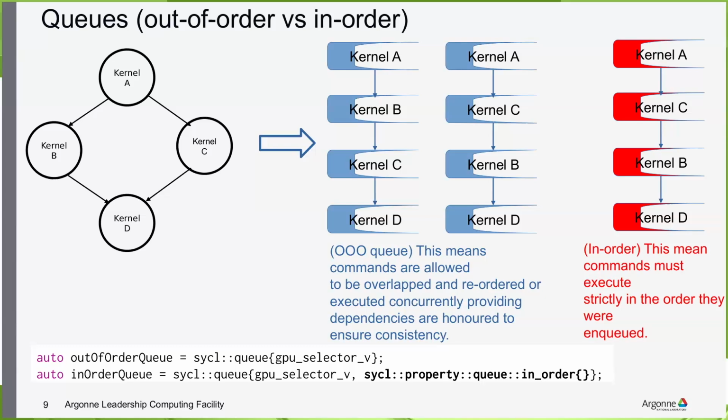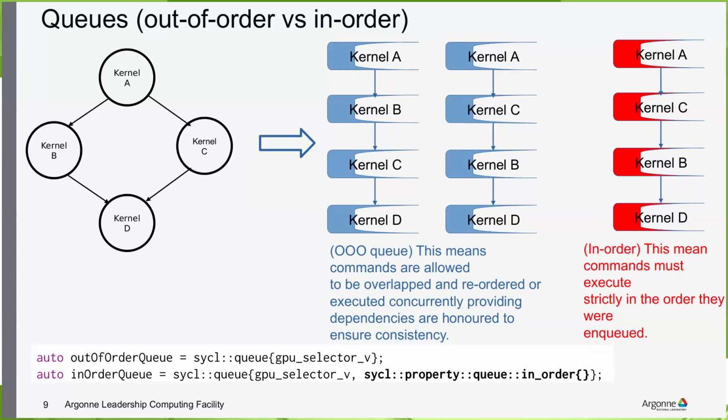I haven't gone into much detail, but I'll talk about how you create an out-of-order queue. If you don't specify any property, that's an out-of-order queue. If you specify the in-order property explicitly, that will be an in-order queue. As you see here, I'm explicitly mentioning the GPU selector, which means target the GPU devices on the node. You can have a CPU selector that would target CPUs. That way you can create queues targeting each device.